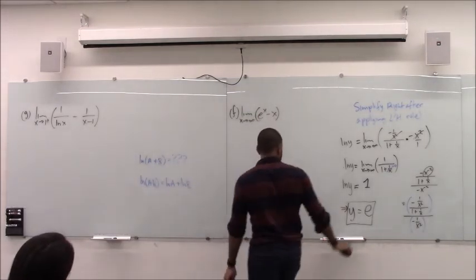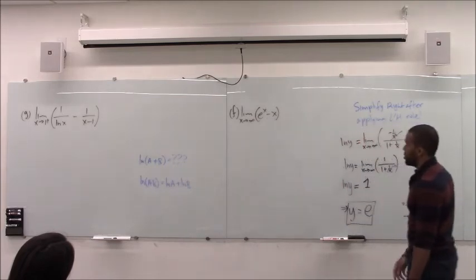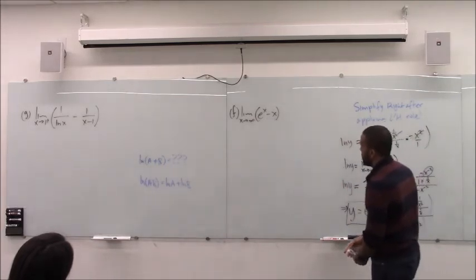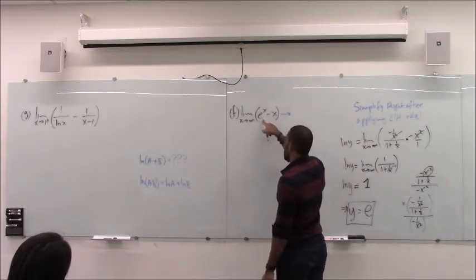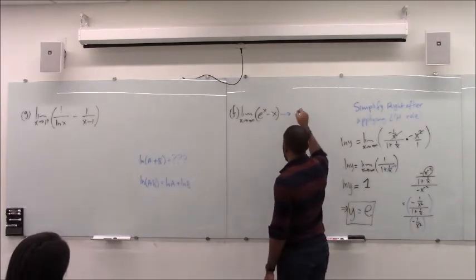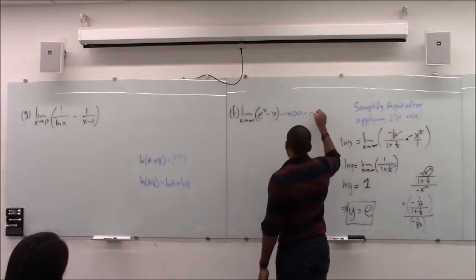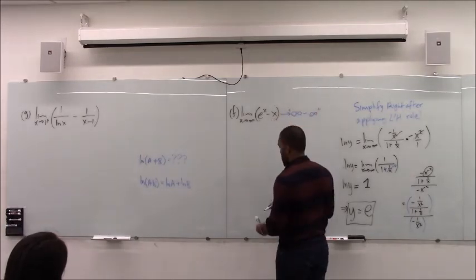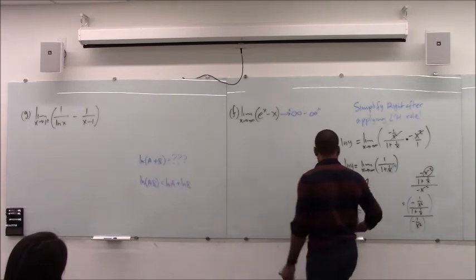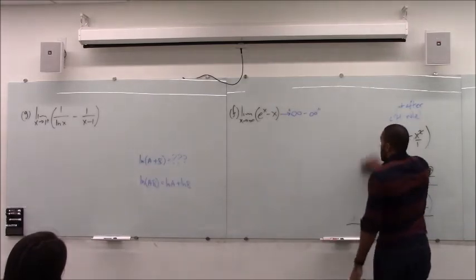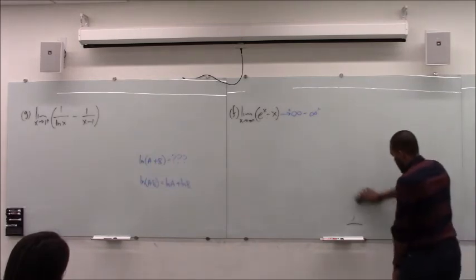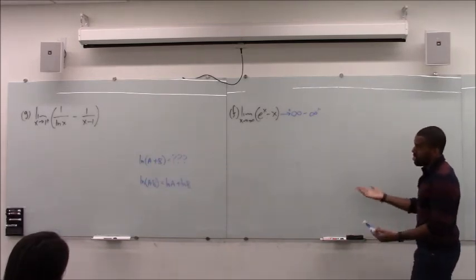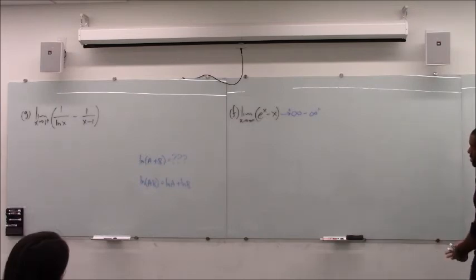So the first thing you want to do is just assess what this limit would look like. As x approaches infinity, what would the e to the x approach? Infinity. What would the x approach? Well, infinity. So this is an infinity minus infinity limit. That is an indeterminate form. So the first thing I want to do is find a way to write that, if possible, as a 0 over 0 form or infinity over infinity form.